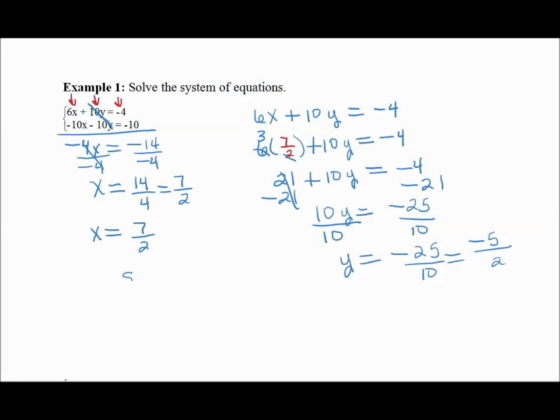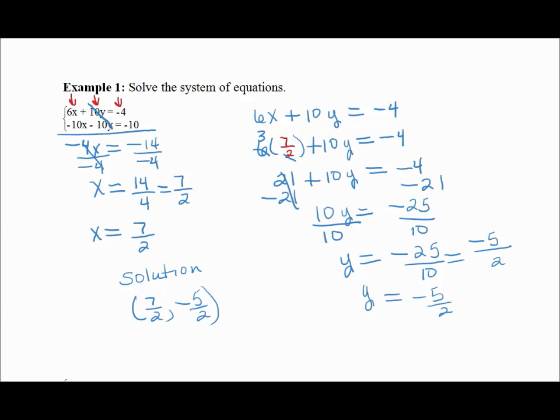So for my solution, remember that it's an ordered pair, so I'm writing it as an ordered pair. The x value was 7 halves, and the y value was a negative 5 halves.